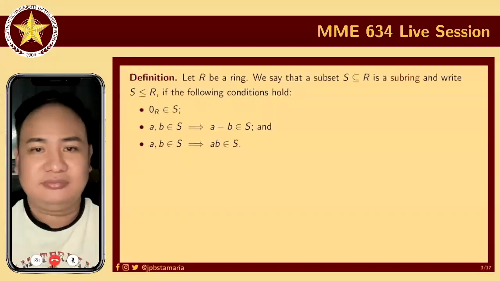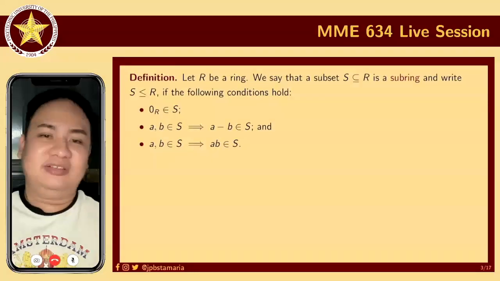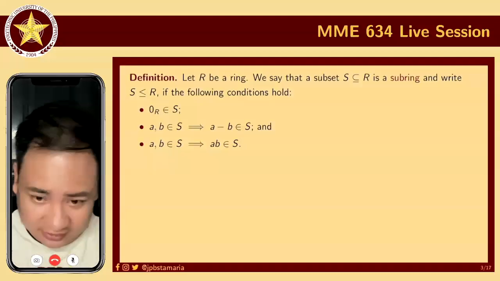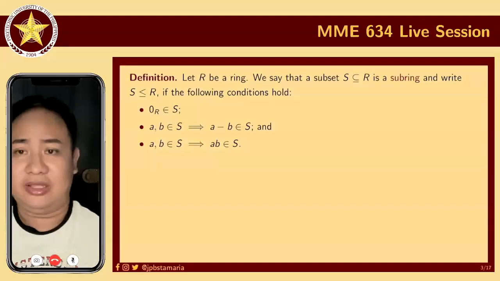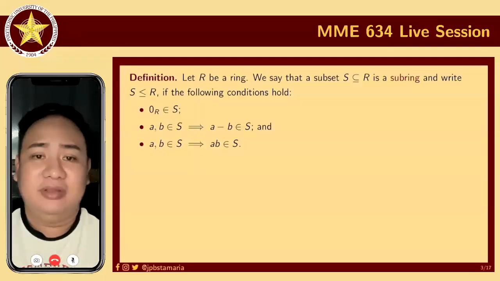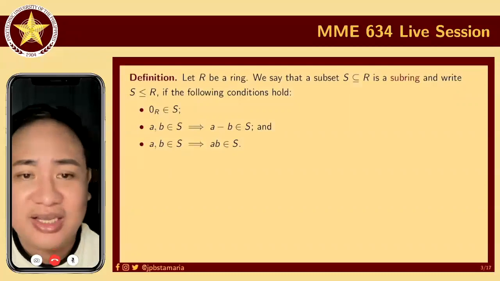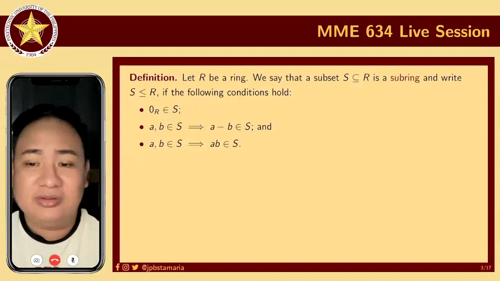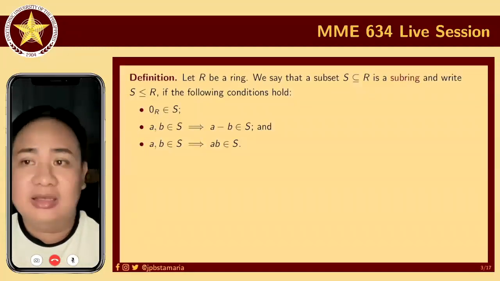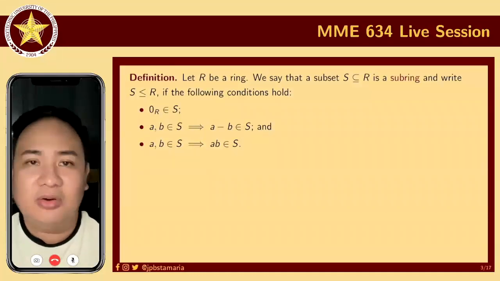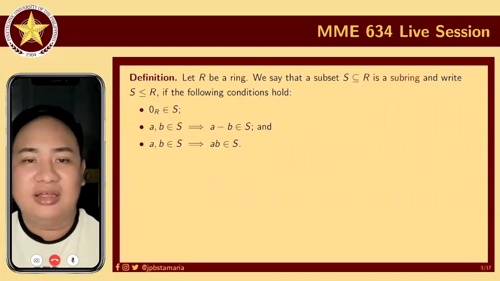Okay. So, these are the tests. This is actually the definition, but basically, ito yung mga tests na kailangan yung gawin to test whether a given subset is a subring. May tatlong conditions kayong kailangang i-check para ma-ensure na yung subset na yun ay bubuo ng subring. Take note, hindi lang tayo naghahanap ng subset, naghahanap tayo ng subset na ring din under the same operations as that of R.